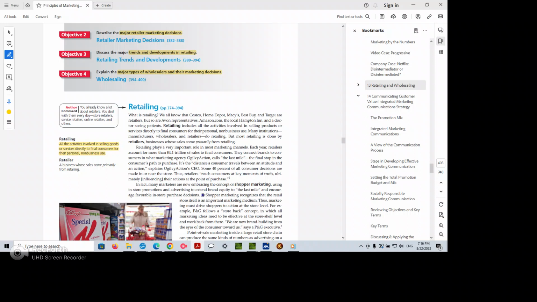Now, a retailer is a business whose sales come primarily from retailing, which is a business where it sells directly to the consumer. The reason why a wholesaler is not a retailer is because a wholesaler doesn't usually sell to the public in very large amounts.